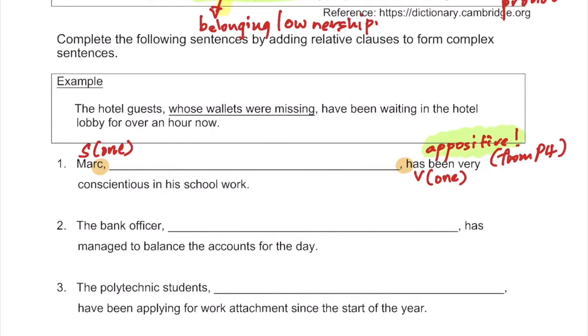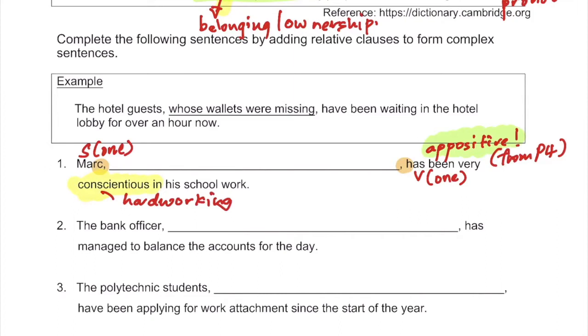Mark, who failed his recent test, has been very conscious in his schoolwork. Okay, very good. But the word is conscientious, not conscious, conscientious. This word, please highlight. Can you all see me highlighting? Very good. This word means extremely hardworking. And yes, Xavier, your clause is related to the rest of the sentence. So I agree.